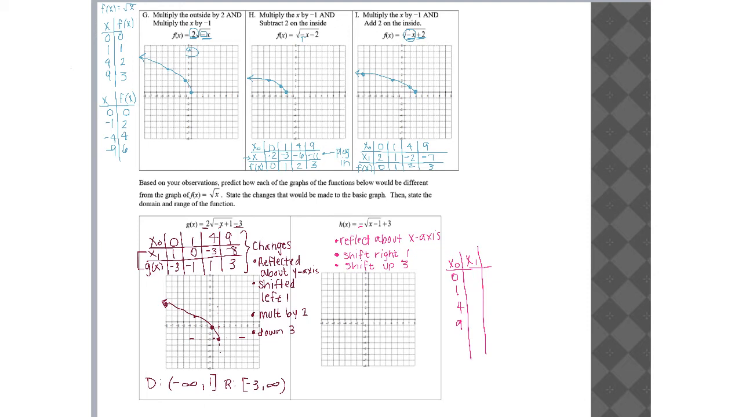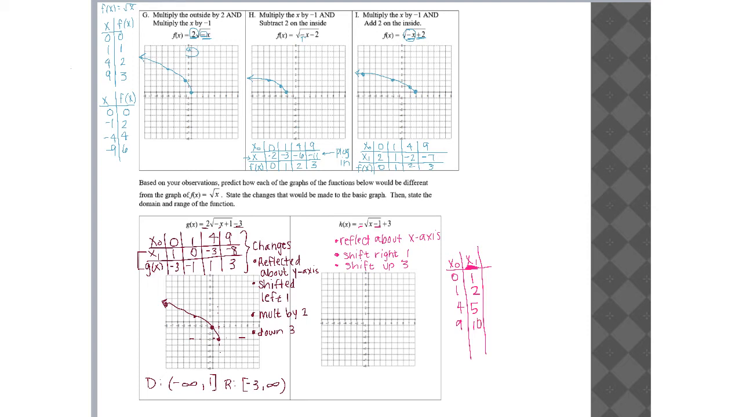Well, we need to think about what's going on under the radical. So to maintain those nice, neat, perfect square values, under here I'm going to be subtracting 1. So really, whatever I put under x sub 1, our new x value, I need to add 1 to offset that subtraction. So our 0 now becomes a 1. And our 1 actually becomes a 2, our 4 becomes a 5, and our 9 becomes a 10.